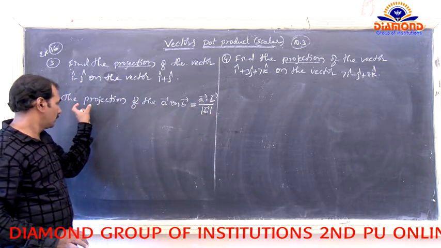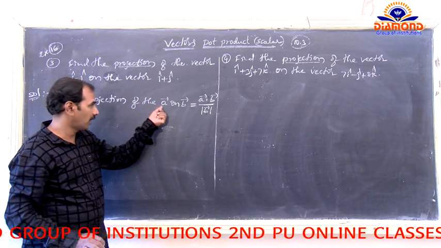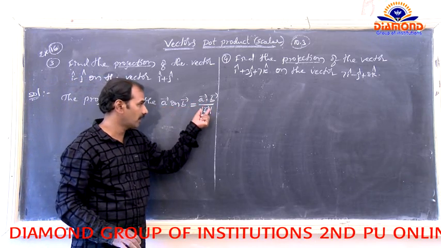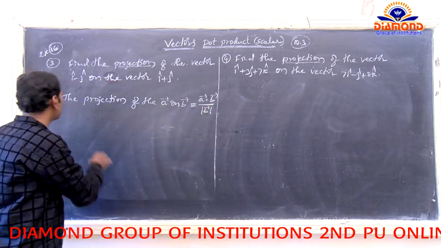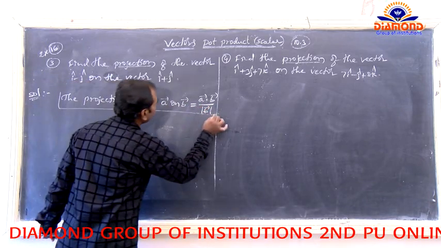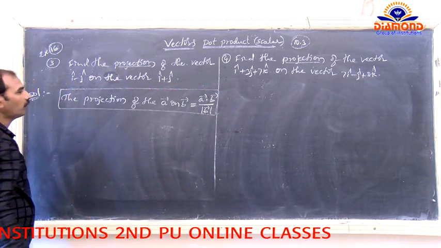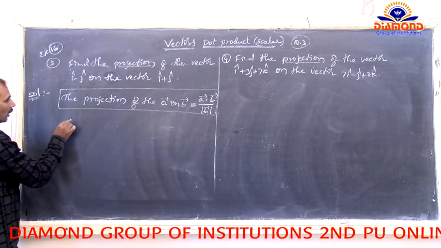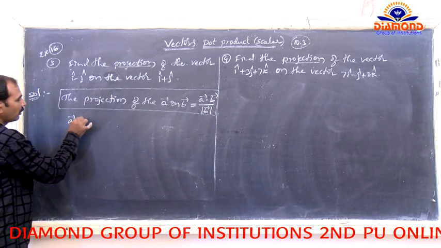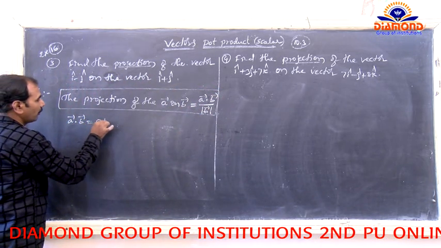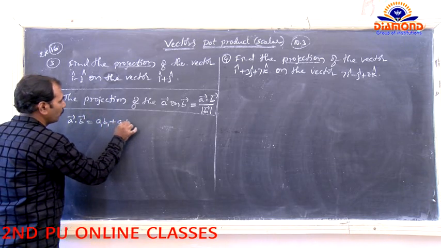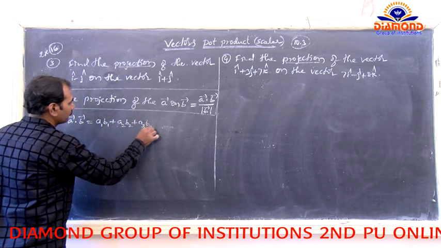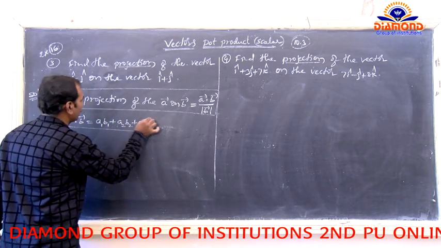See here, the projection of the vector a bar on the b bar is equal to a vector dot b vector divided by the magnitude of b. This is the formula. First of all, what do we calculate here? The dot product. You already know the formula: a vector dot b vector equals a1 b1 plus a2 b2 plus a3 b3. So apply this one.